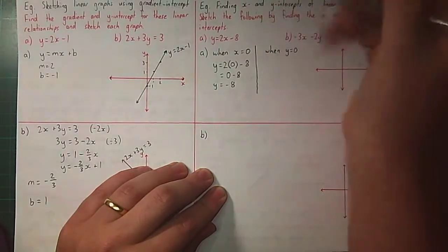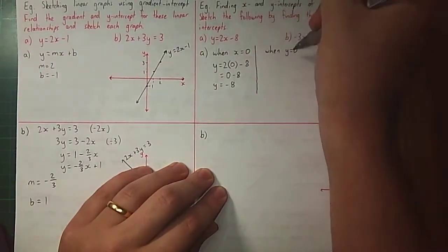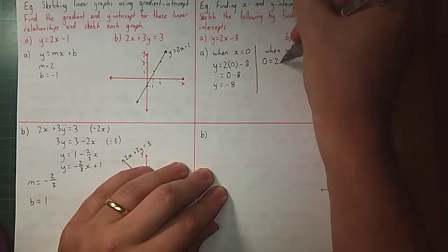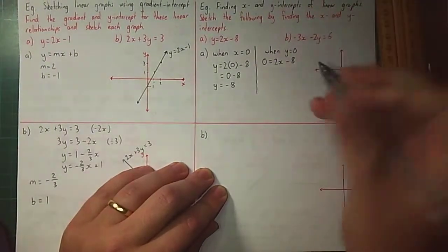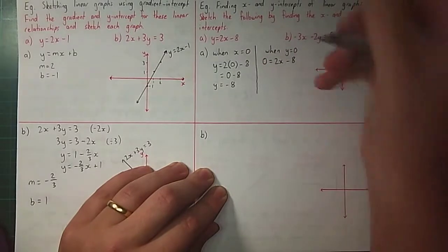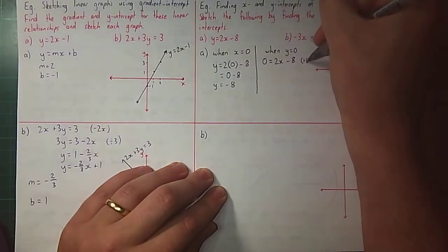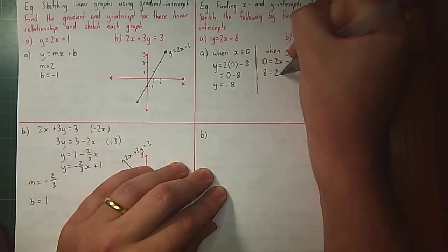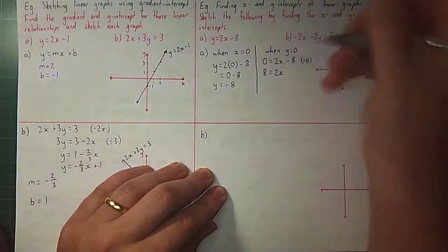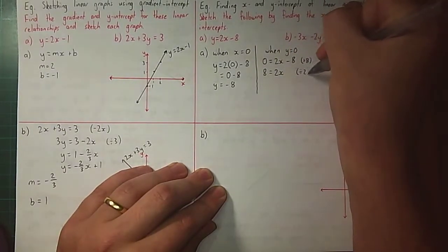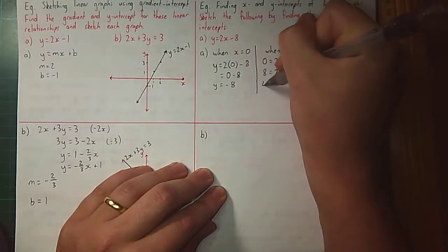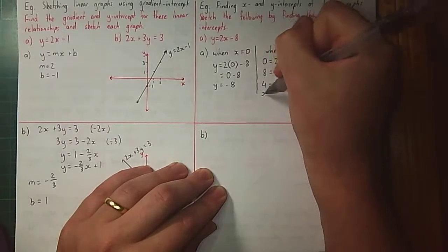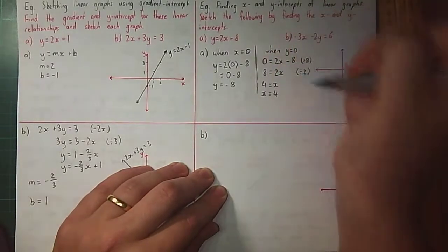When y is 0, it's going to be a bit more working here. We'll substitute 0 in for y. So 0 is equal to 2x minus 8. And then we'll just do some rearranging. So we're going to add 8 to both sides. So when we do that, we're going to have 8 is equal to 2x. We need to divide both sides by 2. So we're going to have 4 is equal to x. Or rearranging again, x is equal to 4.